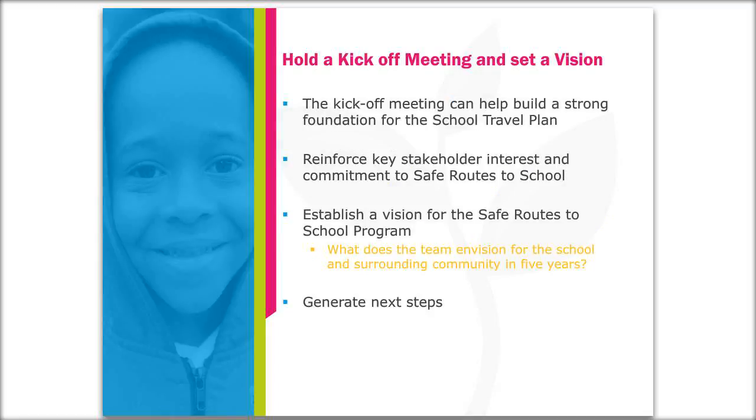Once you form a team, you'll want to hold a kickoff meeting and set a vision to make sure everybody's on the same page. The kickoff meeting can build a strong foundation for the school travel plan and reinforce key stakeholder interests and commitment to the initiative. You'll want to establish a vision for the Safe Routes to School program, and you want to think big with this. What does the team envision for the school and surrounding community in the next 5 years? What are the key issues you want to address within the initiative? And then you'll want to end by generating next steps to move forward.